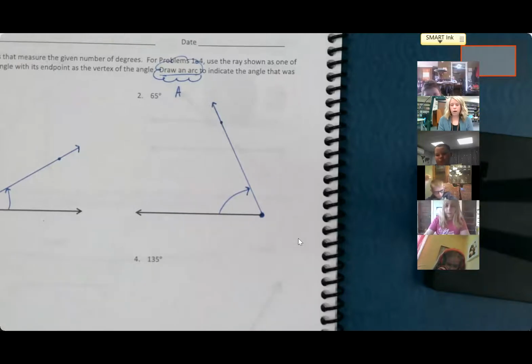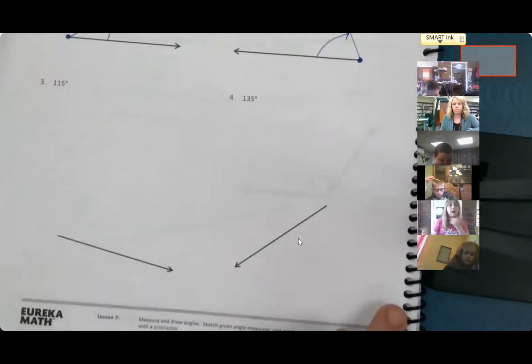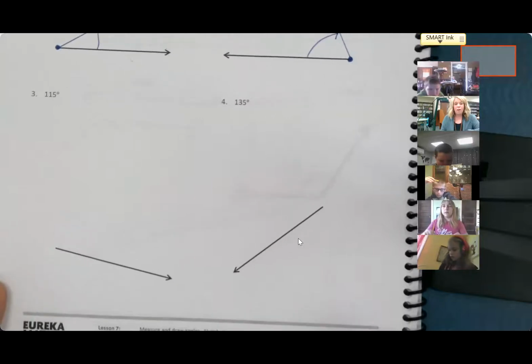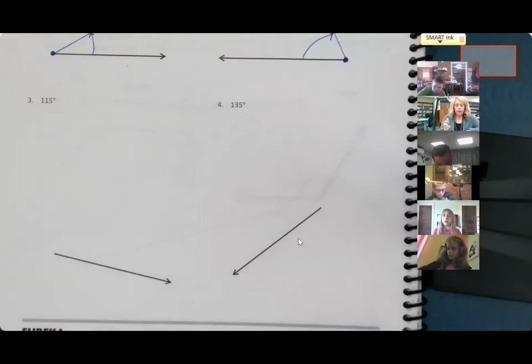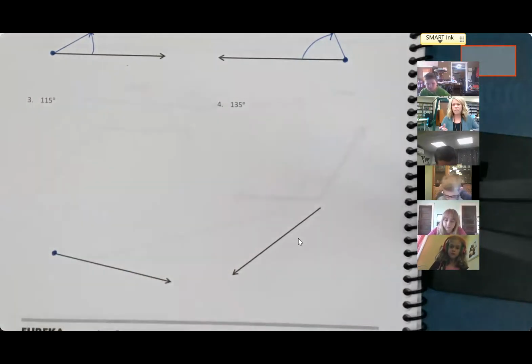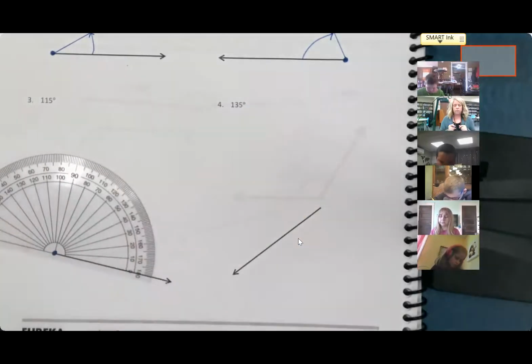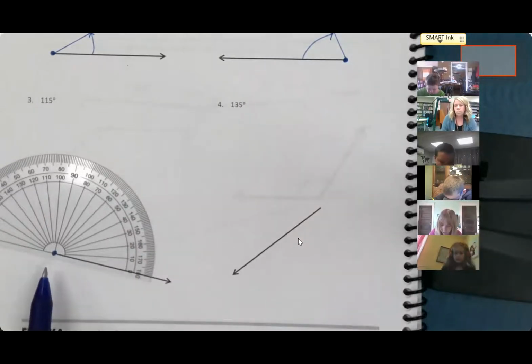Okay, now we're going to try some obtuse angles. So if we look at number 3, we have a 115 degree angle. So now this one should be larger than 90. So I'm going to go ahead and make my vertex. This one's kind of slanted, but that's okay. And if you need to move your book around, you can. I'm going to line up my vertex. Look at that. It's pretty good. On my first try, I got it. My vertex is lined up with the middle of my protractor. The bottom leg of my angle is on 0.